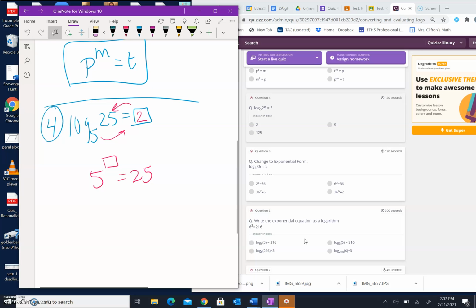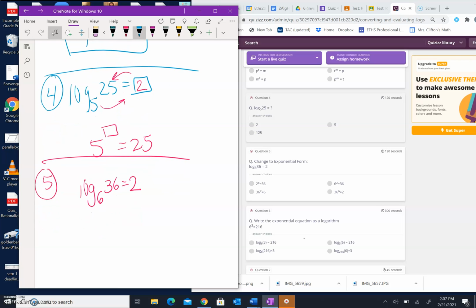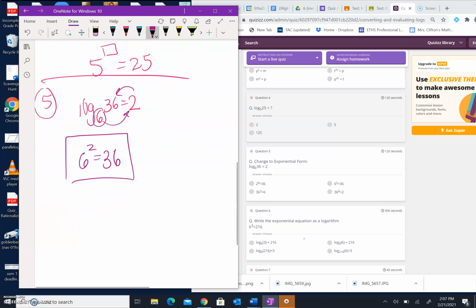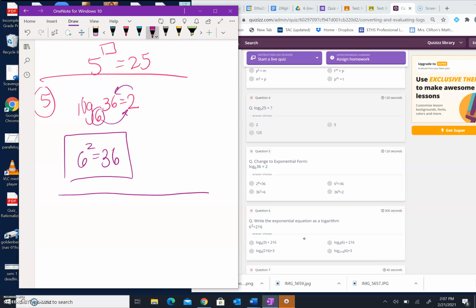Continuing on to problem number 5. Problem number 5 is saying, okay, here's log form, and to write it in exponential form. Now remember, this is not saying anything different. It's just saying the same relationship in a different way. 6 squared is 36. The log statement is saying 6 raised to what power is 36, and that's going to be a 2. So these are both saying the same thing.